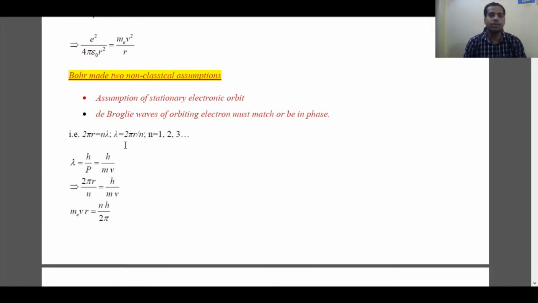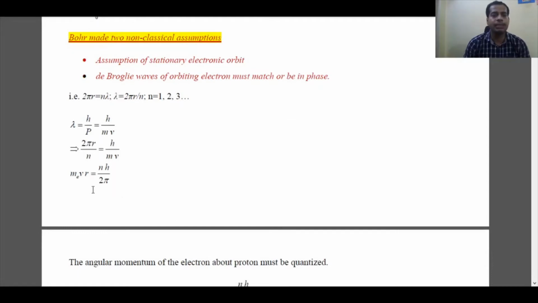n equal to 1 is the ground energy state, then 2 is the first excited energy state, and 3 is the second excited energy state. So lambda is equal to 2 pi r by n was Bohr's assumption. Before that, de Broglie's expression was given as lambda is equal to h by p, or h by mv, where mv is the momentum of the electron. If we equate both the lambdas, we get 2 pi r over n is equal to h by mv. If we rearrange, we get mvr is equal to nh over 2 pi.